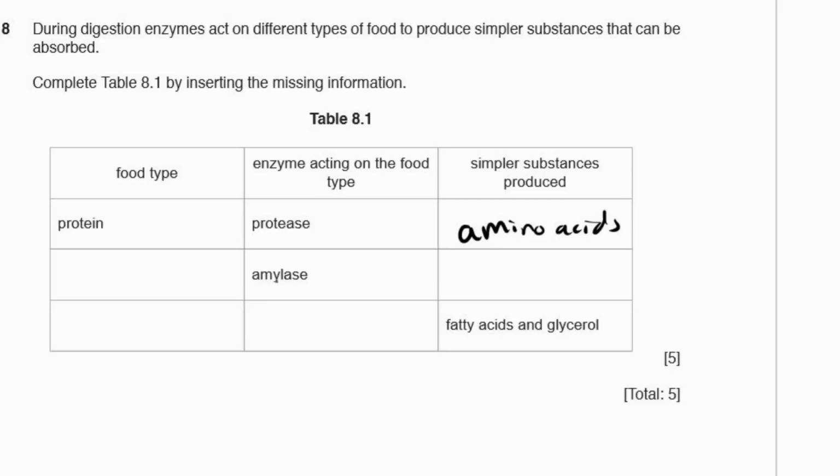Okay, what does amylase work on? It works on starch to produce glucose or sugar. Okay, fatty acids and glycerol are created by the enzyme lipase because they're part of fats, or you could say lipids or oils. Okay, that's it, and that's all of question 8. That's a short question.